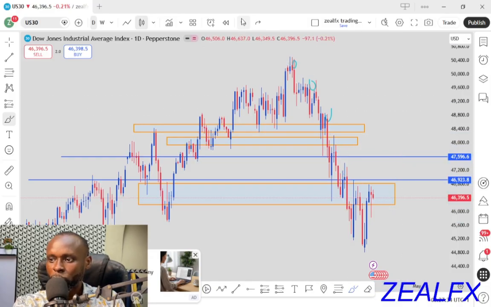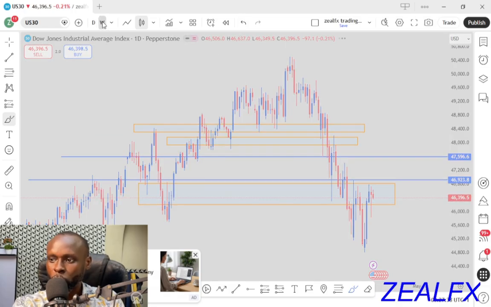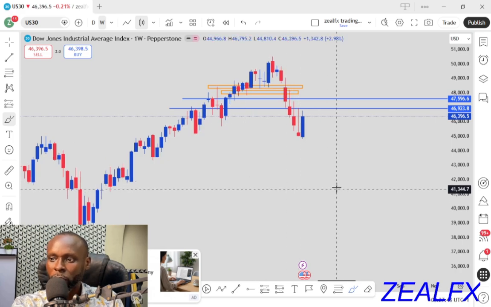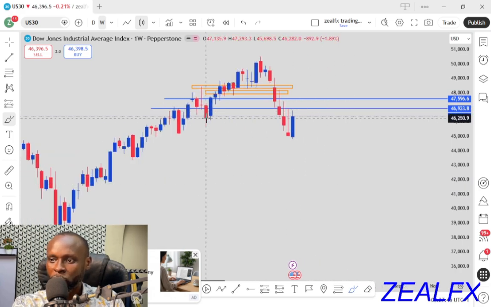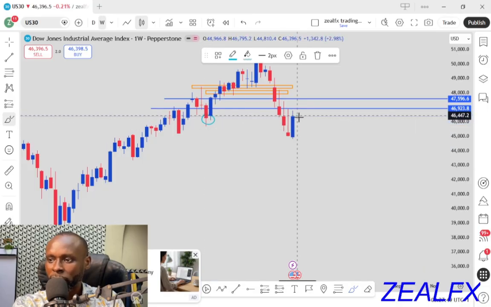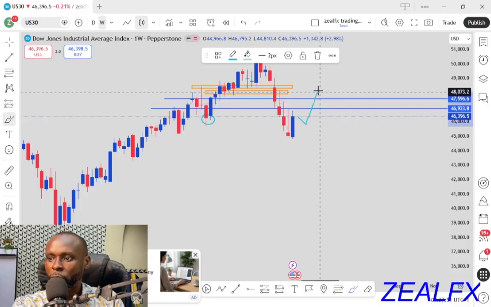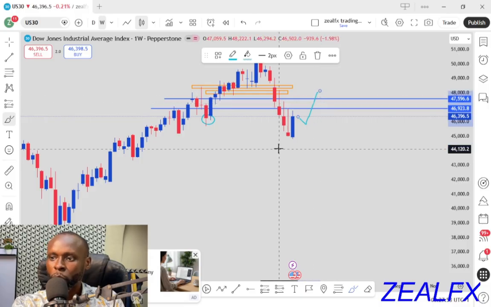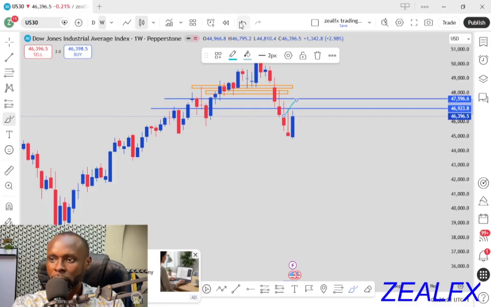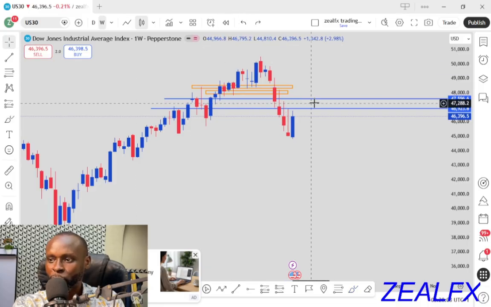So let's confirm the weekly time frame to get a clearer direction of what we're expecting from the US30 this week. The US30 on the weekly time frame converted this support into a resistance level, which shows that we're expecting price to retest that level and start looking for possible buying opportunity to the top. So we might be seeing buying opportunity on the US30 this week. So let's mark the level on the weekly time frame. Let's mark the level where we expect price to retest to.